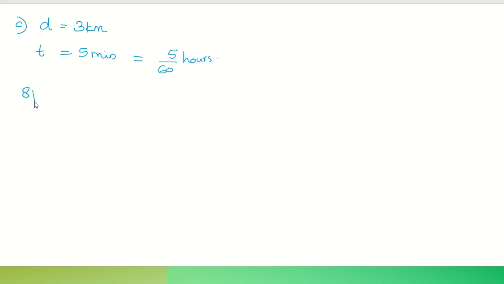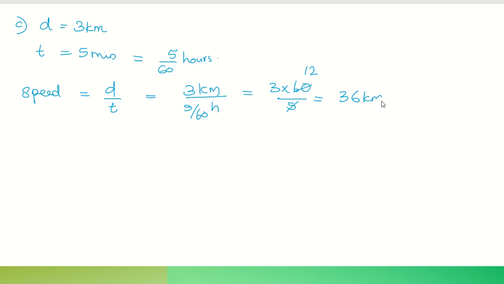So speed is equal to distance by time. So distance is 3 kilometer, time is 5 by 60 hours. So this is going to be 3 into 60 divided by 5, right? So when you cancel 5 and 60, you get 12, right? So 12 into 3, 36 kilometer per hour. So this is how we converted all these values according to the question.